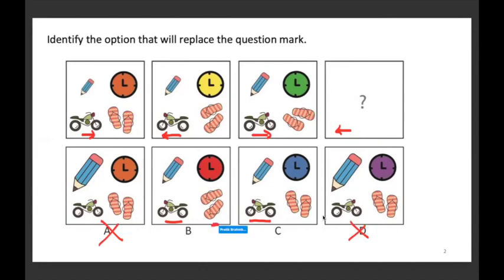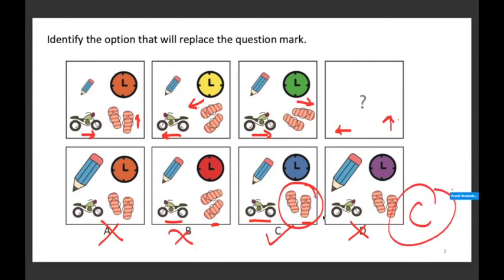Between them, if we are able to locate the slipper's orientation, we'll be able to gauge the answer. First, it looks upward, then anti-clockwise in this direction, then this direction, which clearly means in this case it has to look upward again. So option C is the one which shows the right orientation, B is wrong, and C is the right answer here. We'll move to the next one.